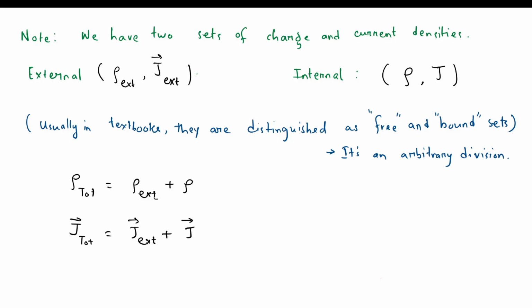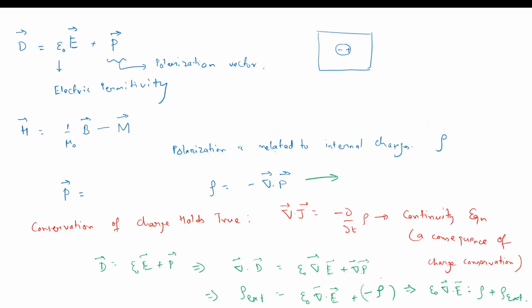They are like we're driving the system, and as a response, the material tries to modify the fields in it. How does it modify those fields? By inducing its own internal charge and current. When it induces its own internal charge and current, there will be its own internal fields, for example the polarization and the magnetization in the material, and because of that there will be the resultant fields, D and H.